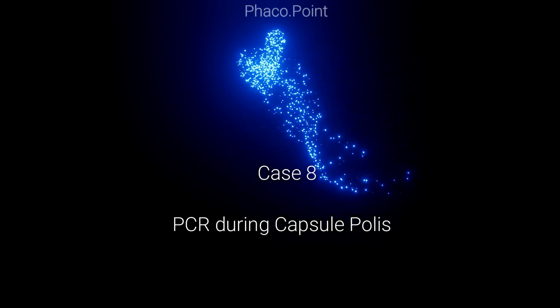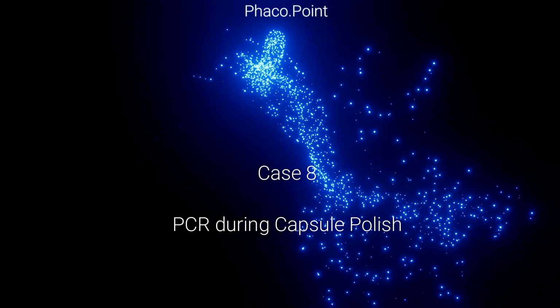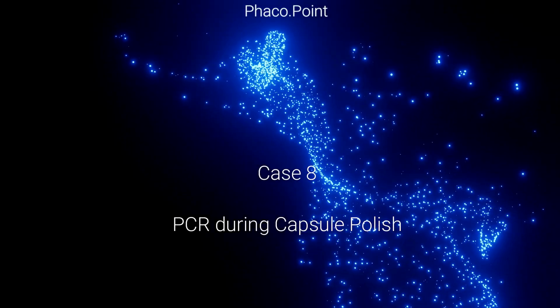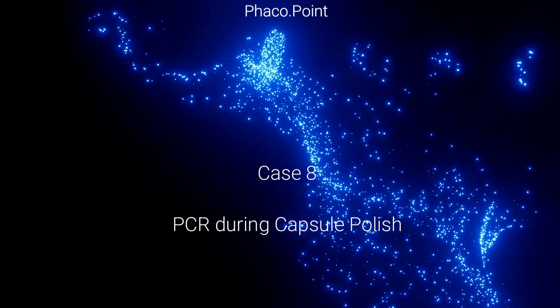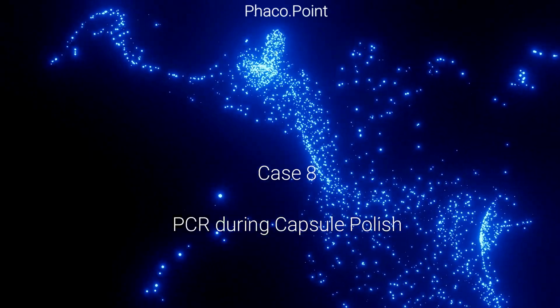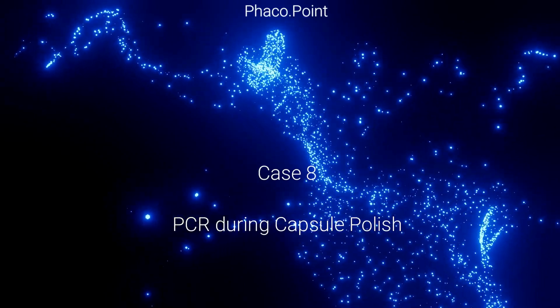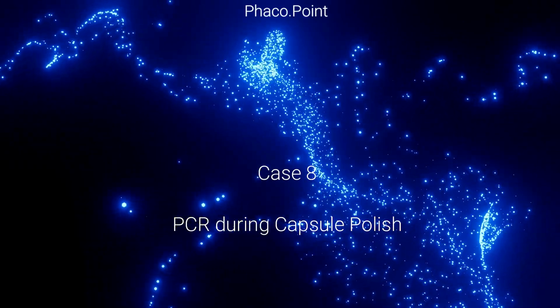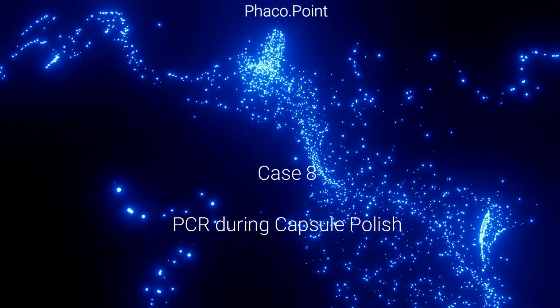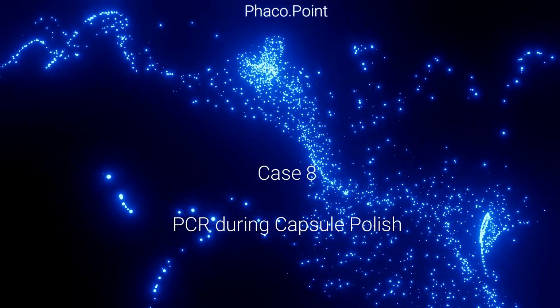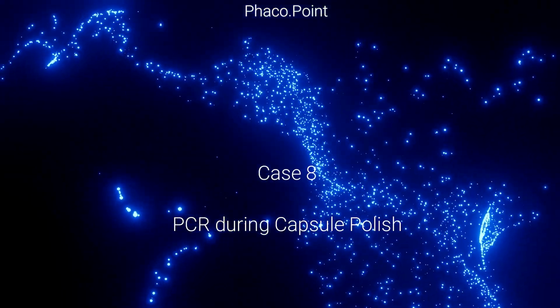Another step that should be avoided in a patient with a posterior polar cataract is performing the capsule polishing. The mere act of polishing the capsule can actually endanger an already fragile posterior capsule and result in a posterior capsular opening. This is what you will see that happens in this next case.